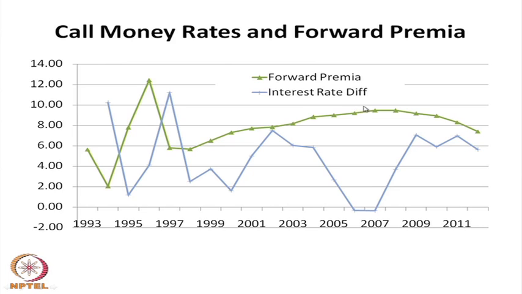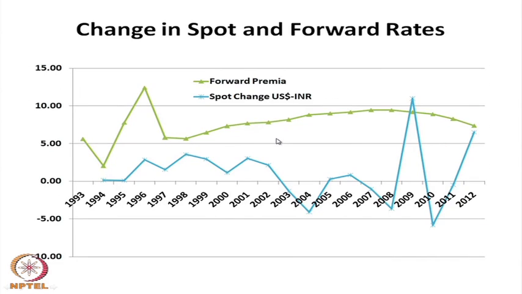So, this is because of uncertainty in the foreign exchange market, which is another variable which may lead to high forward premium. If you see the change in the spot rate and forward rate, I have taken here 1993 to 2012 the forward premium and the spot INR and USD exchange rate change.